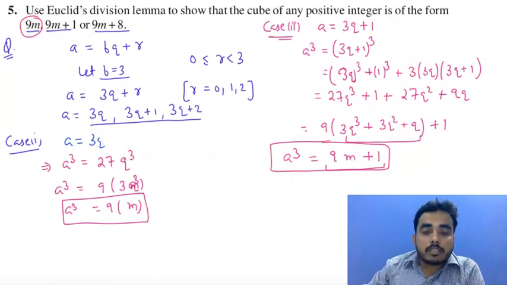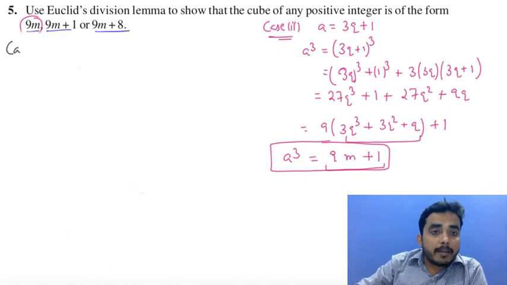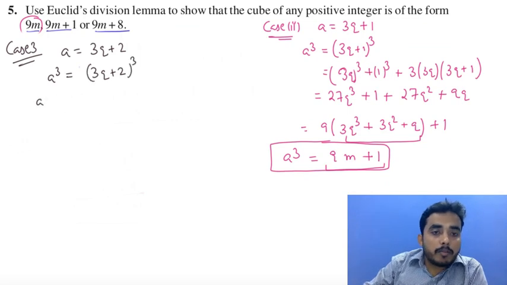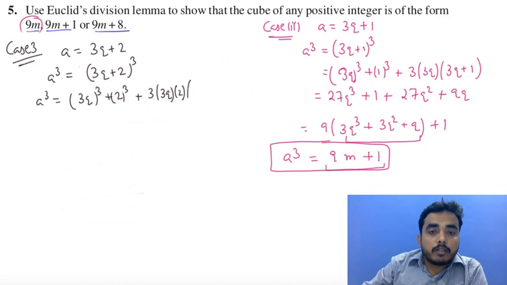Okay, now let's quickly make some space for case number 3. So case 3 क्या है? When a is of the form 3q plus 2. Take the cube of this positive integer a. This is 3q plus 2 whole cube. So applying the formula of a plus b whole cube. So this is 3q cube plus 2 cube plus 3 into 3q into 2 into 3q plus 2.